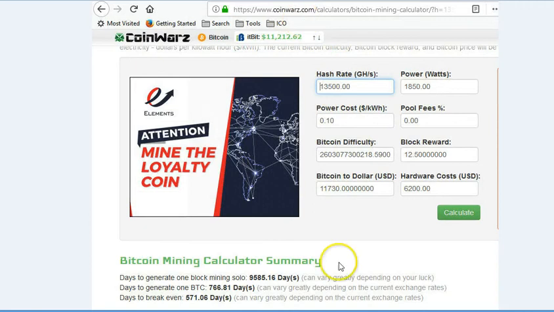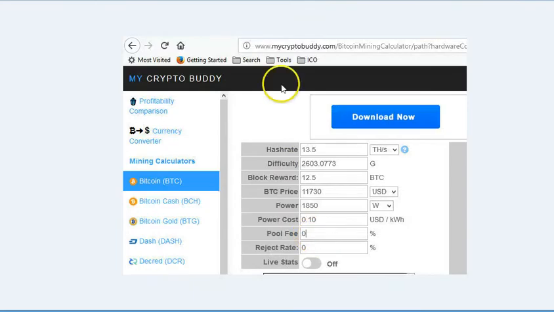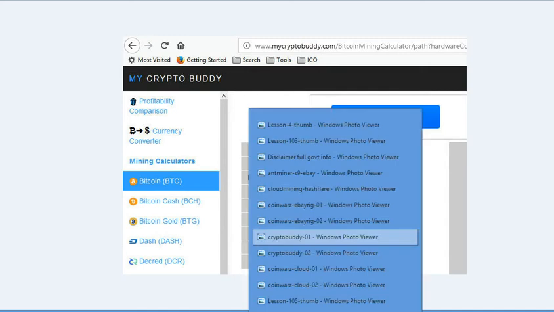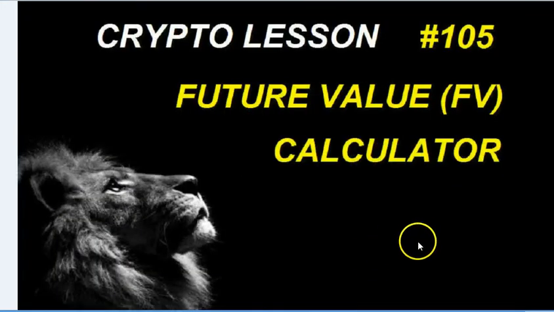Okay, so I just wanted to show you guys how to make this calculation. Again, coinwars.com is one site, and the other one is mycryptobuddy.com. Go ahead and try it for yourselves. Just practice, and that way you can become familiar with how to calculate. The next upcoming lesson will be lesson number 105. That's going to be a future value or FV calculator, also a compounding interest calculator. I wanted to give you a basic idea of how to calculate using your own calculation instead of going to an internet pre-calculated calculator. That way you have an idea of how to do it yourself with your own calculator, which I will also show you where to get.